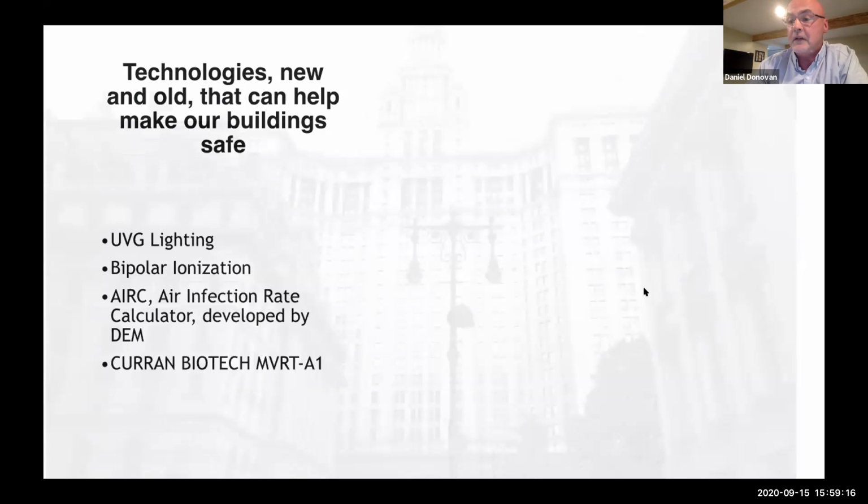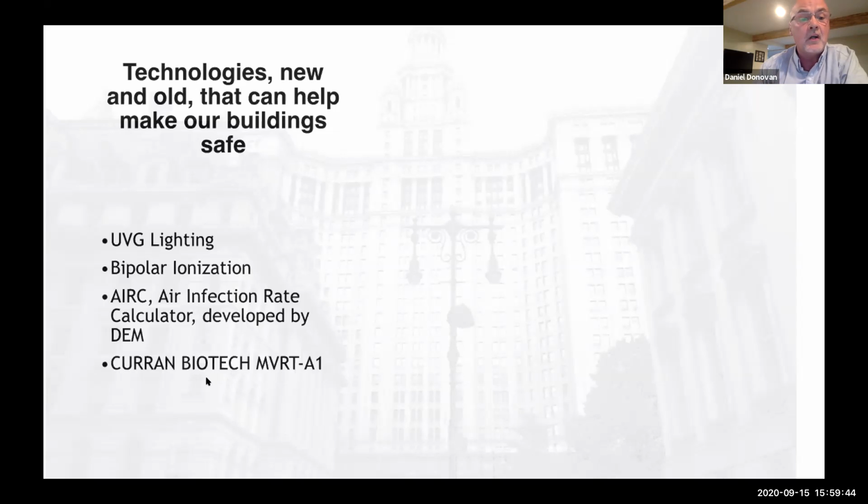The main ones that we're going to talk about, of course, that we're looking at are UVG lighting, bipolar ionization, and the air infection rate calculator developed by DEM. That was developed by Alex, who came in recently. It's an incredible tool. It's an Excel tool that you calculate with. I'll get into that a little bit more in the next slide.